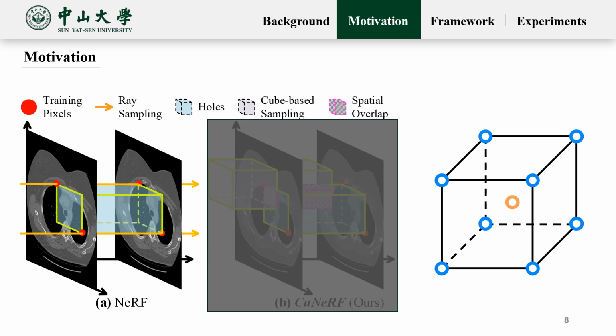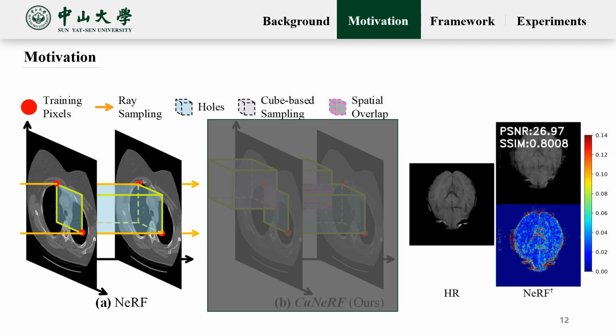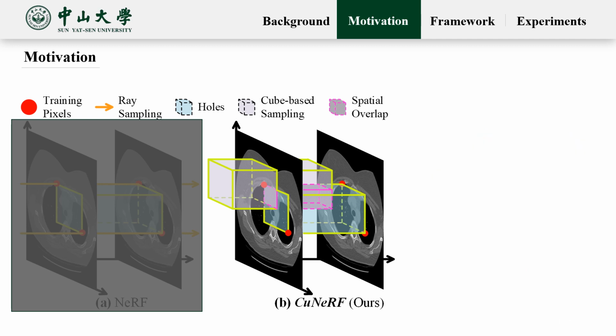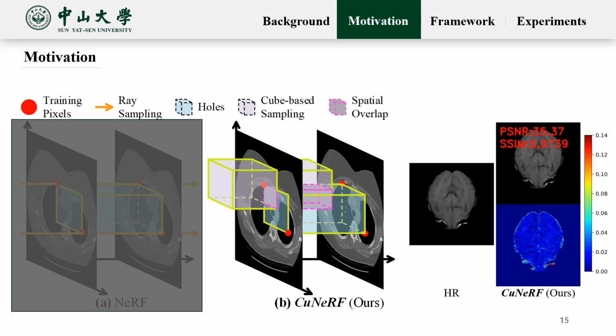Though NeRF can build continuous representations based on the discrete sampled views, its ray sampling strategy cannot cover the regions within the cubic regions, and thus causes spatial aliasing, yielding grid-like artifacts in its SR results. In contrast, CuNeRF employs cube-based sampling instead of ray sampling, which queries the points within the cube during optimization. Thus, the inner region of the cube can be covered by CuNeRF, achieving accurate and artifact-free results.